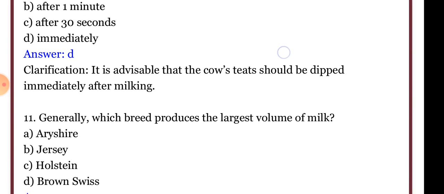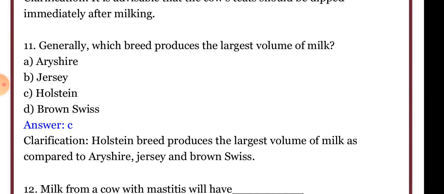Generally, which breed produces the largest volume of milk? Holstein Friesian produces the largest volume of milk. So many countries are breeding their local breeds with the Holstein Friesian, to obtain an F1 generation that will have better production than their native breeds, from their crossbred native breeds. The Holstein breed produces the largest volume of milk as compared to Ayrshire, Jersey and Brown Swiss.